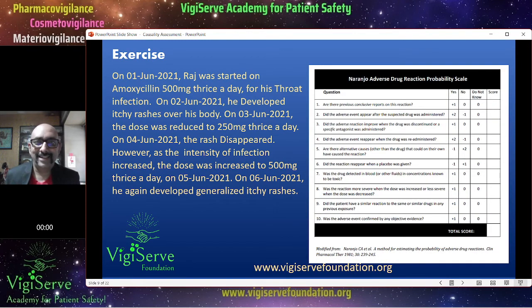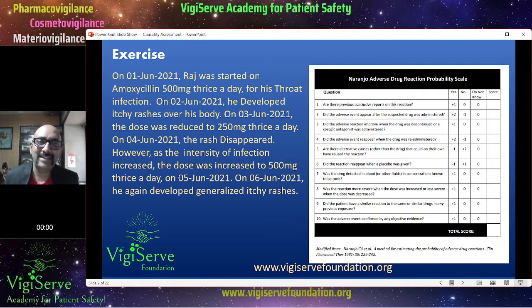Now here, let us look at each of these questions. Okay, are there previous conclusive reports of this reaction? Amoxicillin is known to cause rashes, right? It's an allergic reaction. So it's a penicillin derivative. So the answer is yes, right? So +1. Then did the adverse event appear after the suspect drug was administered? Yes, right? Because the patient took the medicine on 1st June and had the adverse event on 2nd of June. So again the score is +2.